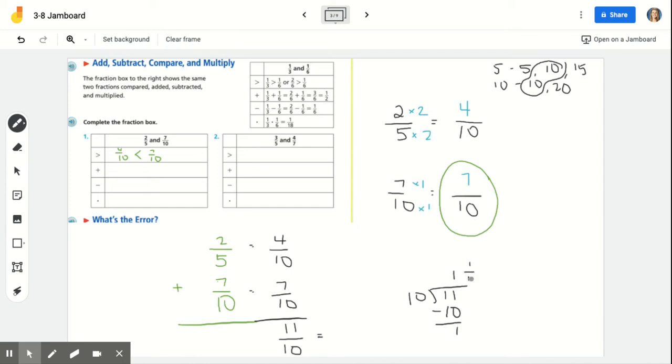Did you say 1 and 1/10? Yep. 11/10 is equal to 1 and 1/10. So let's transfer our information into our fraction box. We said that 4/10 plus 7/10 is equal to 11/10, which is equal to 1 and 1/10.